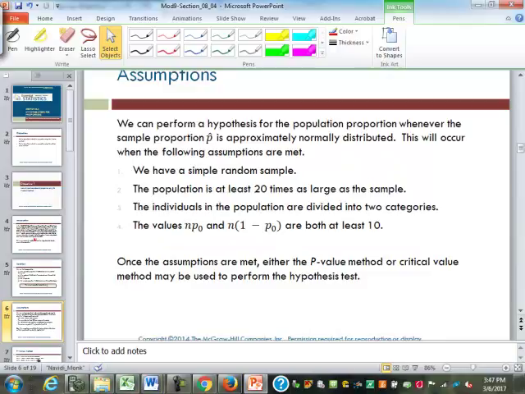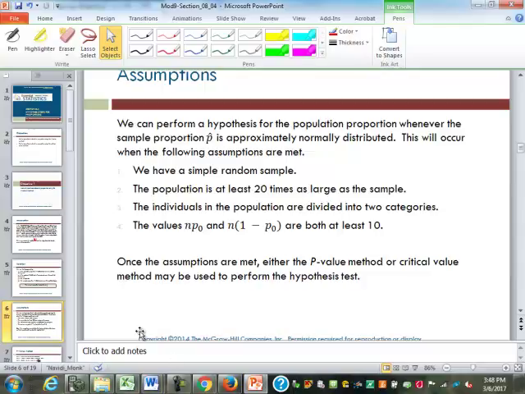We have to meet those same requirements again. We must have a simple random sample. The population must be, well, normally distributed doesn't really fit with a proportion, but the population must be at least 20 times as large as the sample, just like in the confidence intervals. Population must be divided into two categories, either it has the characteristic or does not have it. And then both n times p and n times 1 minus p must be at least 10.